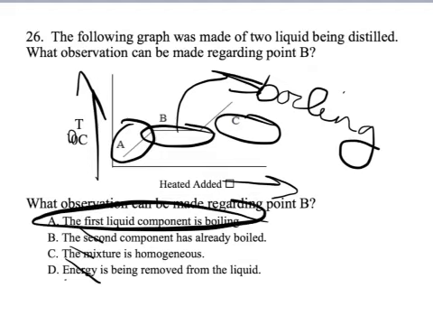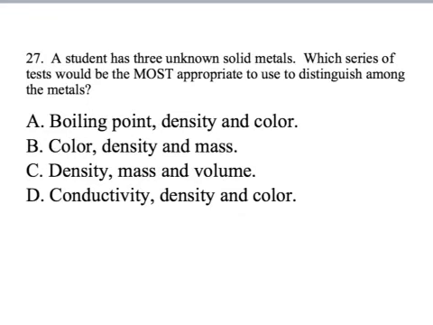Okay. A student has 3 unknown solid metals. Which series of tests would be most appropriate to distinguish among the metals? What do you guys think? Boiling point, density, and color? Can we really melt? I mean, we can't be boiling metals. Color, density, and mass, that's probably not going to tell us much, is it?